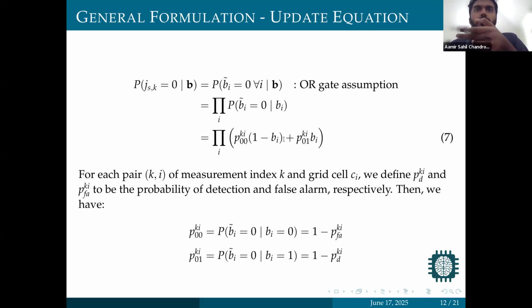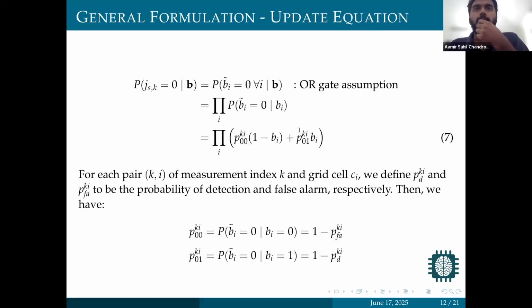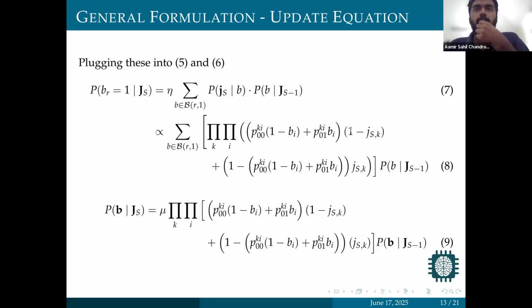And then putting these into equations 5 and 6 for the marginal and the conditional, the full probabilities, they expand the terms into these two. So the first term inside the product is when JSK is equal to 0, and that is the same thing as the one over here. And the second one is when JSK is equal to 1.